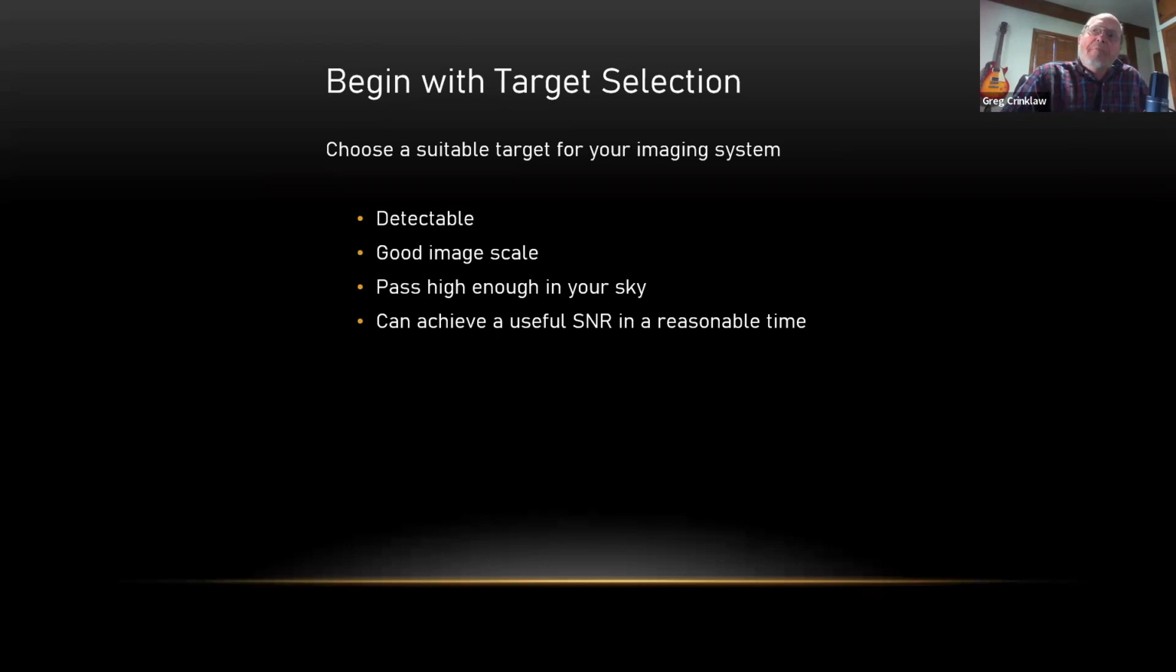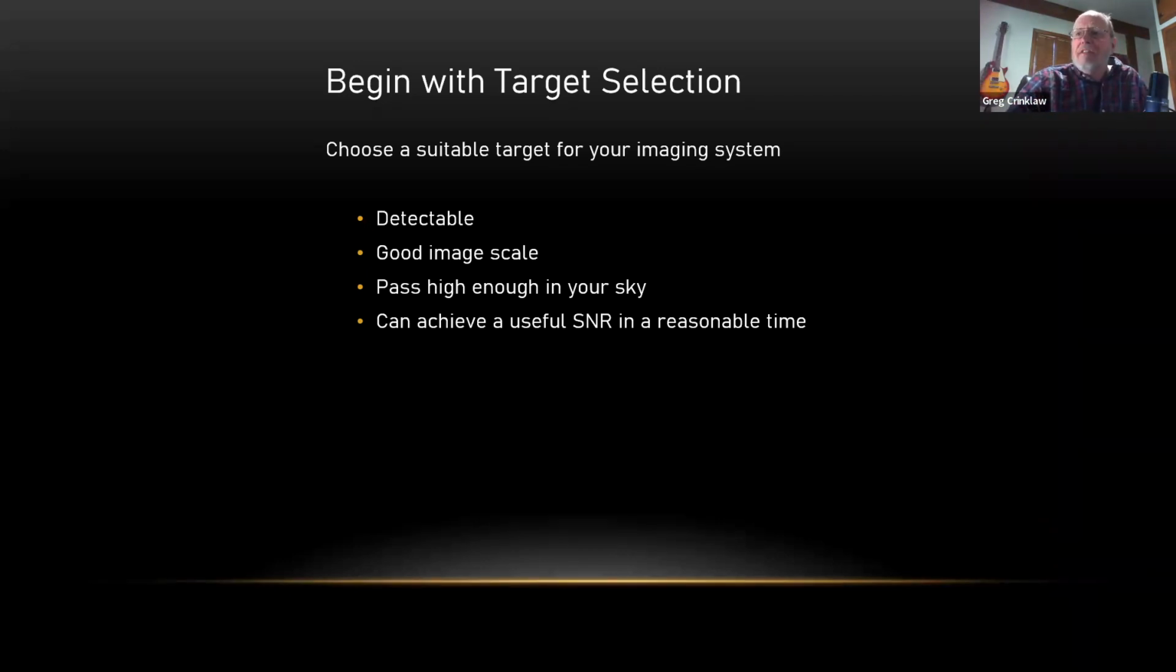So getting back to the workflow here, the first thing you want to do is select a target, and one that's suitable for your imaging system. So you want it to be detectable, you want it to have a good image scale, you want it to pass high enough in your sky. Well, how high is high enough? Now that we can look at the signal to noise ratio, we can calculate how high is high enough. And can I achieve a useful signal to noise ratio for this faint nebula in a reasonable amount of time?